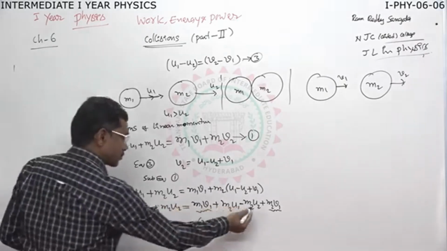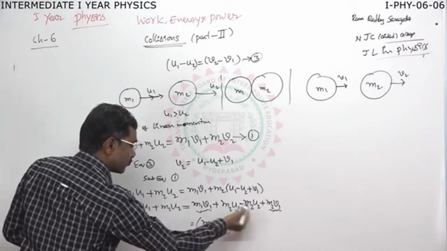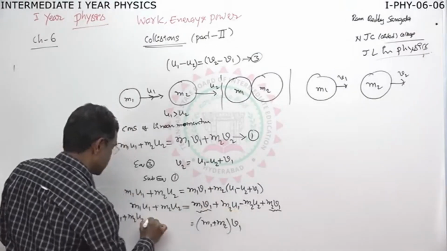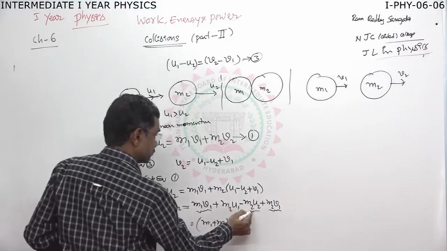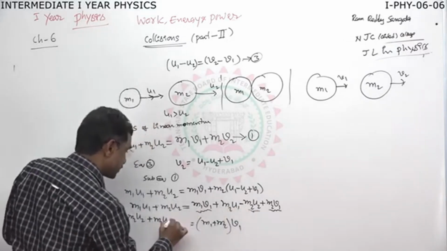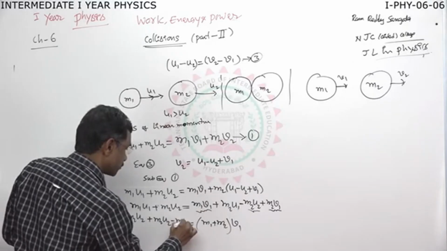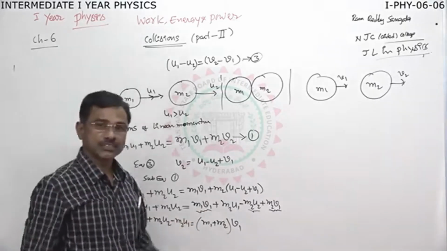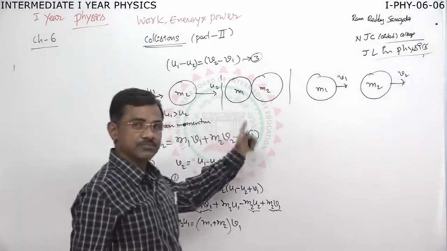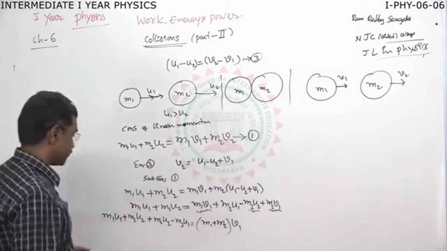Now these two terms, I'll bring it this side. First minus will become plus M2 U2, this term. Next this one minus M2 U1. Just rearrange the terms, nothing else. Just substitute this V2 value in equation 1 and simplify further.